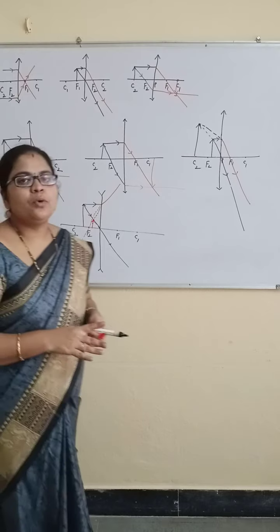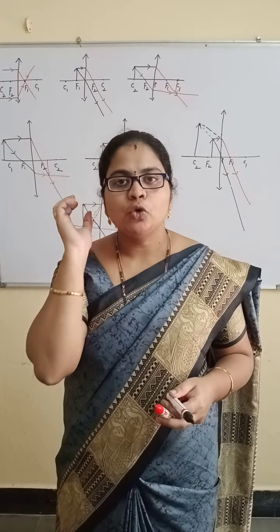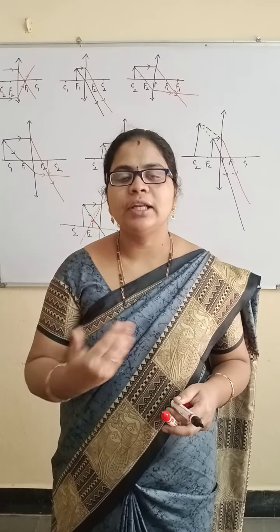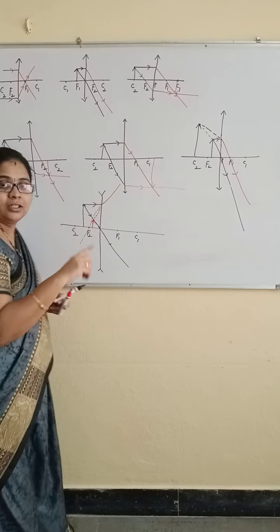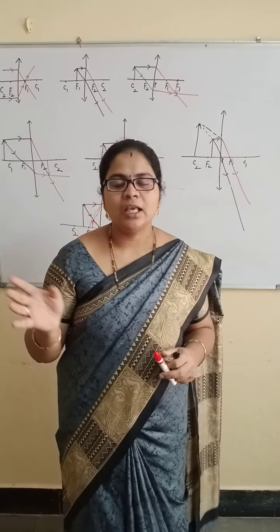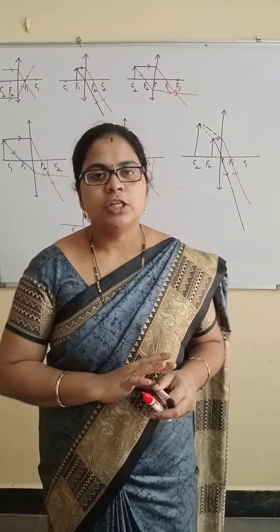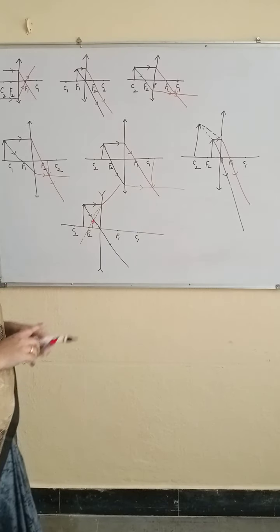Remember, when you are keeping any object in front of the concave lens, you will get a diminished image, and the image is also formed between pole and focus. Okay. Here only, like a convex mirror. So always a concave lens forms a diminished image. So these are the ray diagrams for both convex and concave. Thank you.